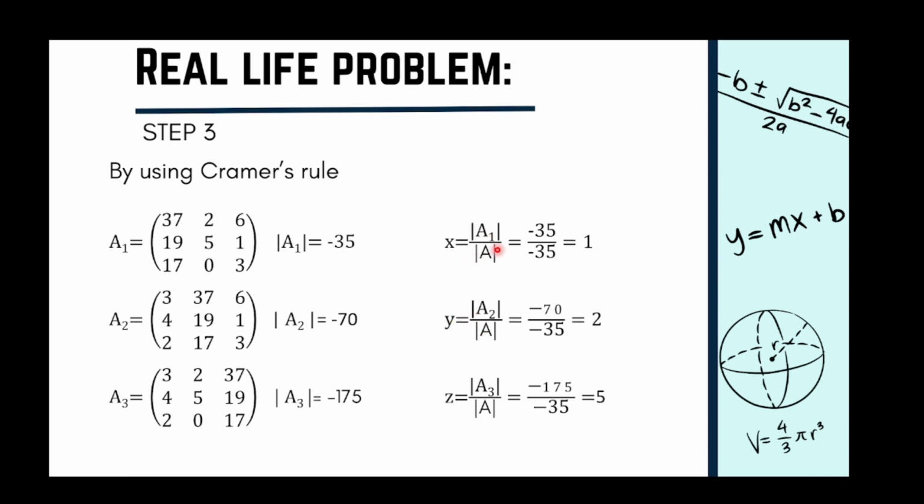Using the same formula, we calculate out y and z. So x equal to 1, y equal to 2, and z equal to 5. So which means 1 pencil costs 1 ringgit, and 1 book costs 2 ringgit, and 1 pen costs 5 ringgit. So this is the calculation for the real life problem.